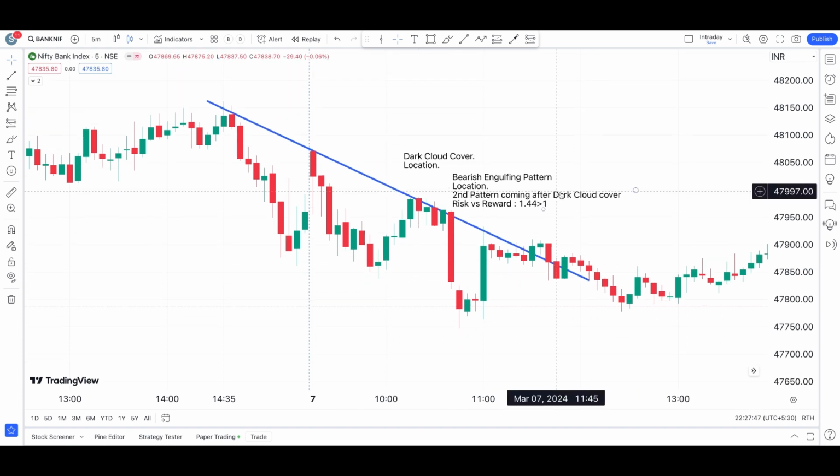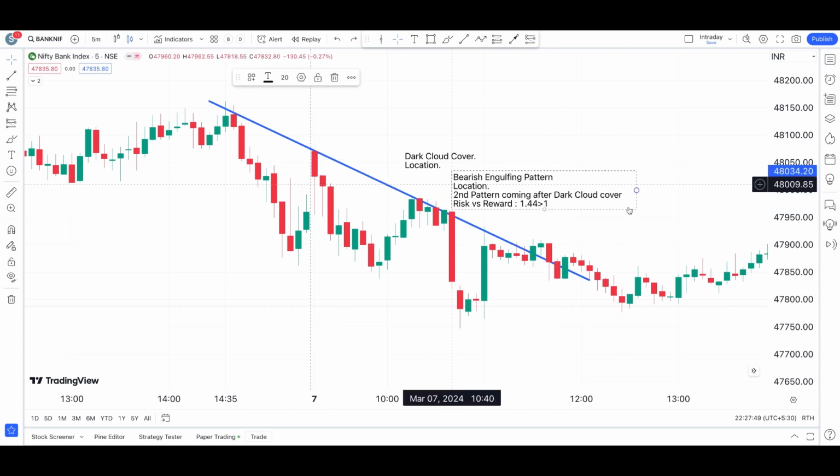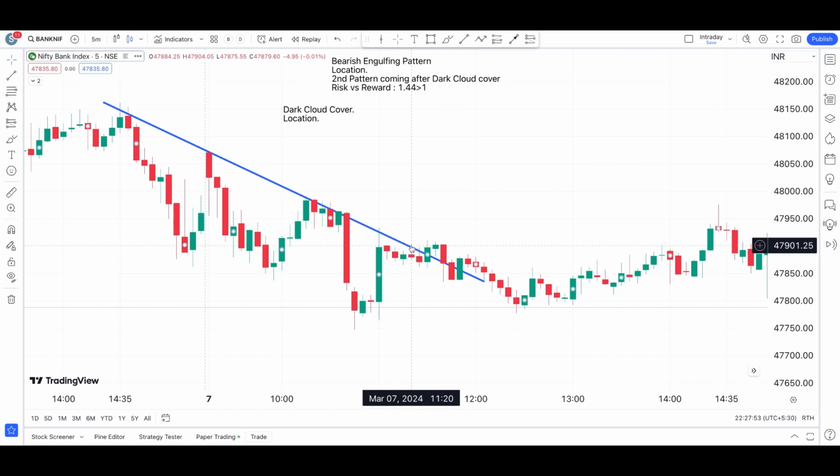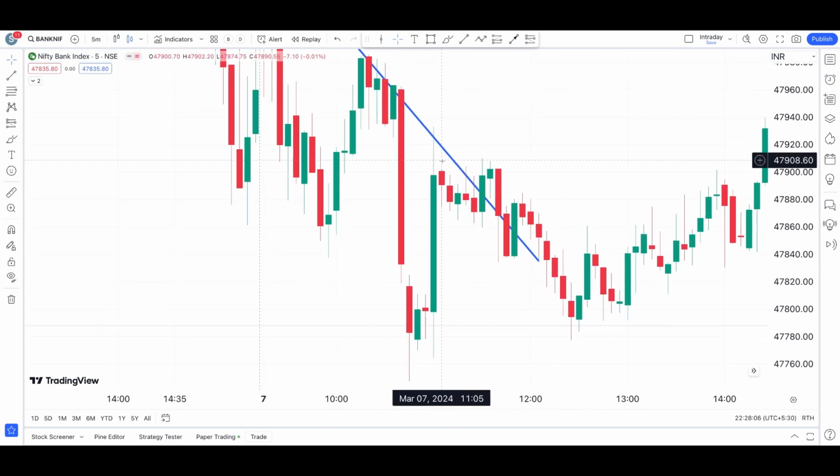Let's see. If you look closely now, I'm just moving this text away. If you notice carefully, the Bank Nifty has seen some trouble here at the 11 o'clock candle, and after that you have seen a very small 11:05 candle as a bearish candle. But that's not good enough. It's not representing any candle reversal pattern by itself. So it's better to wait.